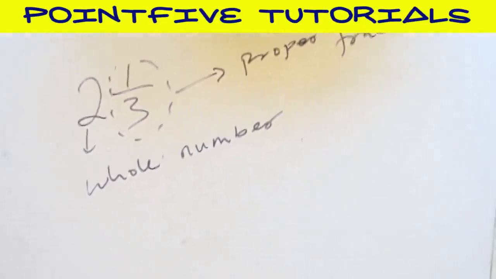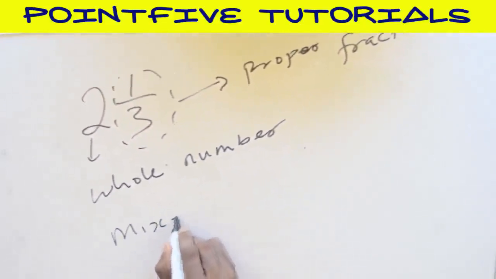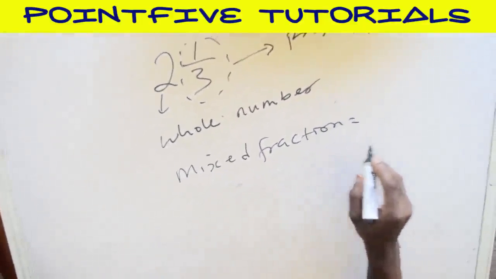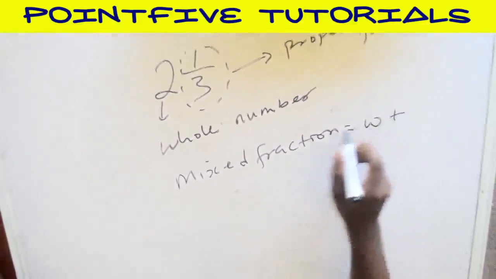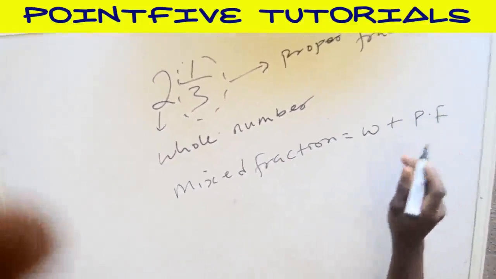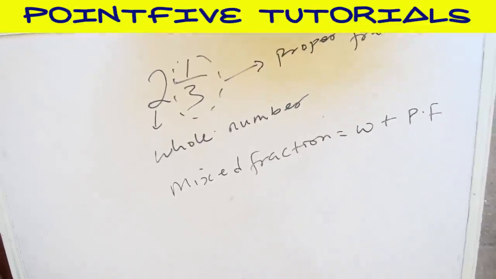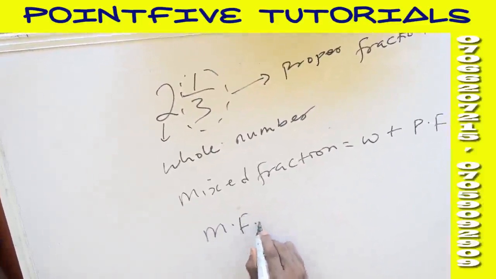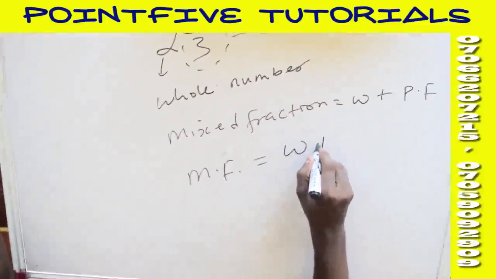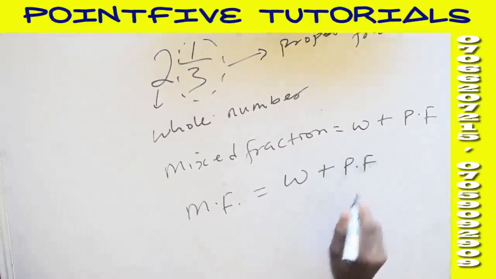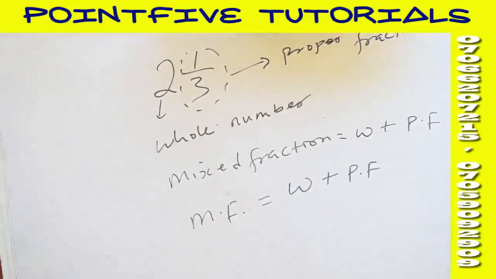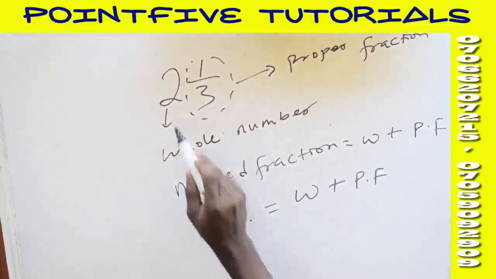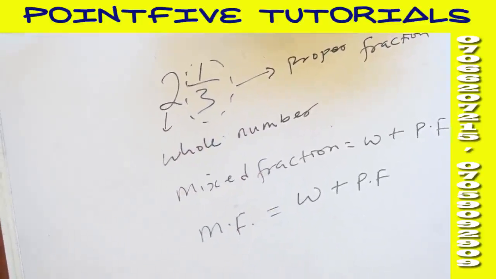So you discover that everything mixed fraction has two things in common. The two things in common is a whole number with a proper fraction. Whole number, I'm calling it W, proper fraction, I'm calling it PF. So mixed fraction, I call it MF, is equal to whole number W plus proper fraction. So this is a good example of mixed fraction. It is said to be mixed because it has 3 digits. This is first digit, second digit, and the third digit.